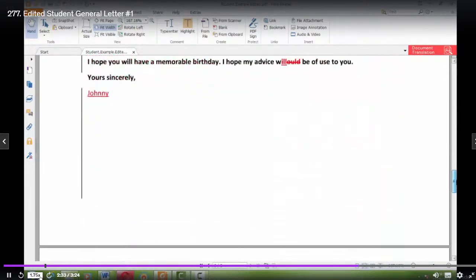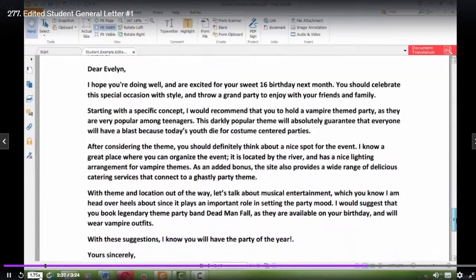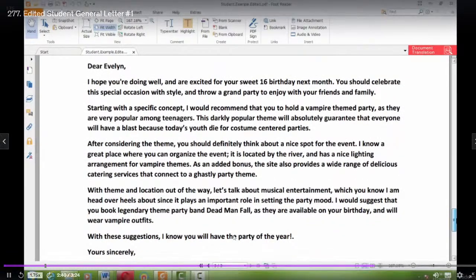Okay, and then after that, we move down into the revised letter with the changes. And you can really see the difference in terms of the language that's being used, the adverbs that are being used.